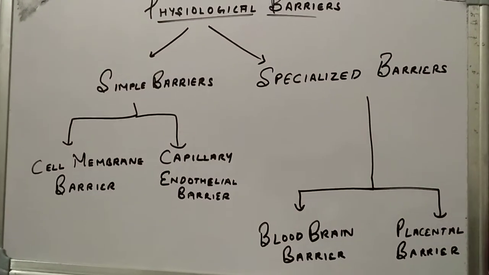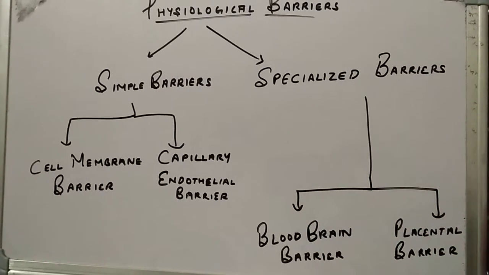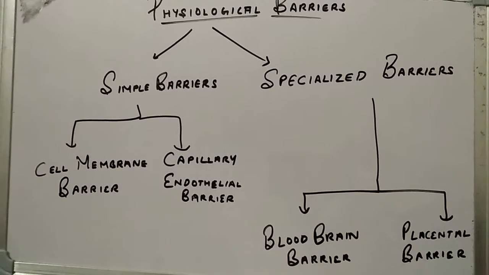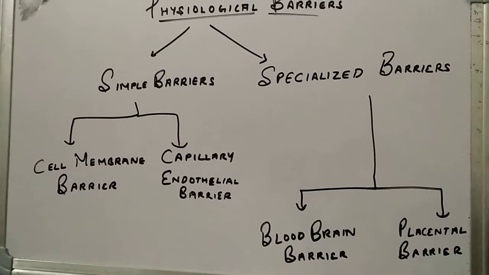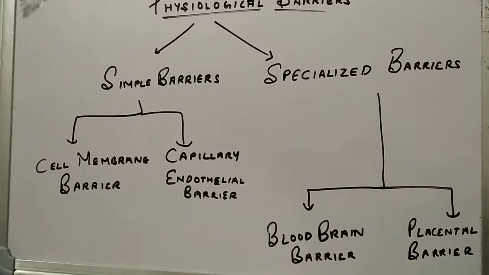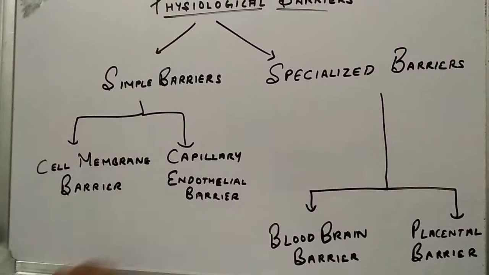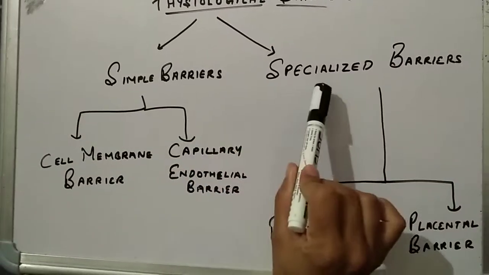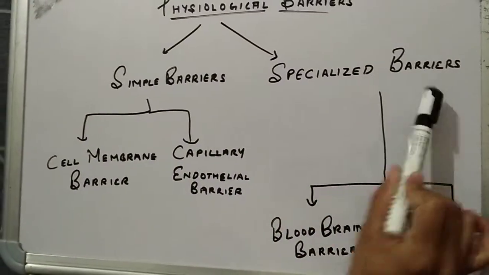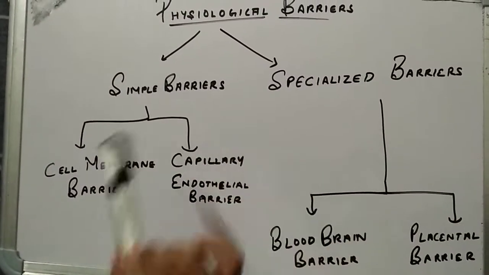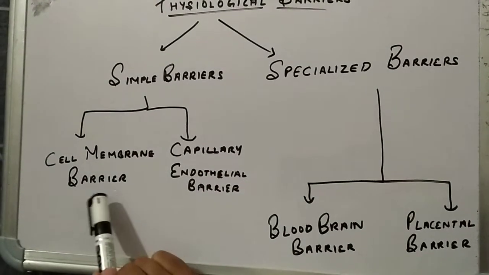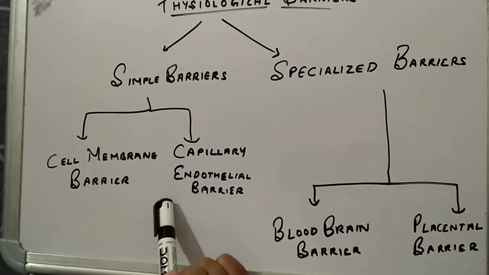Now we will discuss various physiological barriers involved in the drug distribution process. Various barriers can hamper the drug distribution process. They are classified as simple barriers and specialized barriers. Simple barriers are classified into further two types, that is cell membrane barrier and the capillary endothelial barrier.